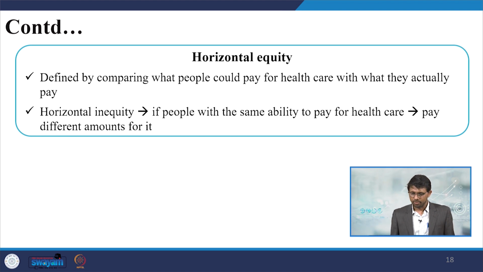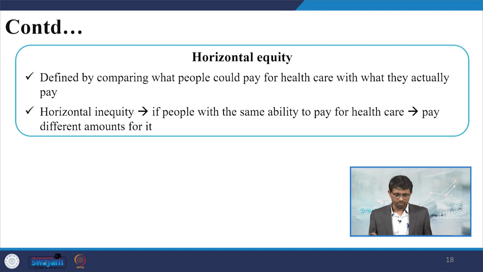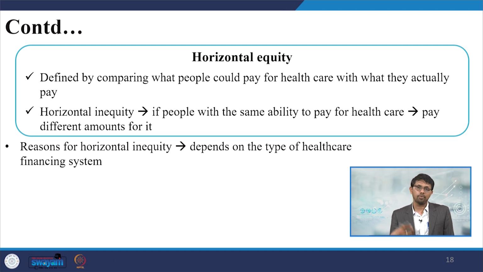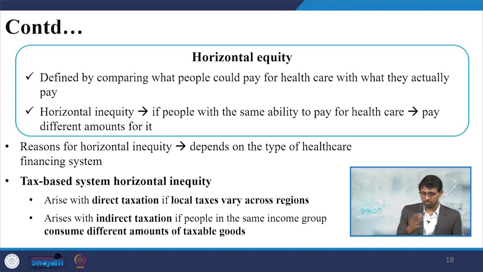for healthcare with what they actually pay. In case of horizontal inequity, if people with the same ability to pay for healthcare pay different amounts for it, then it is called inequity. Horizontally they are capable of paying equally but actually paying differently, that is therefore called horizontal inequity. The reason for this depends upon the financing structure, which we already cited in the case of different countries.